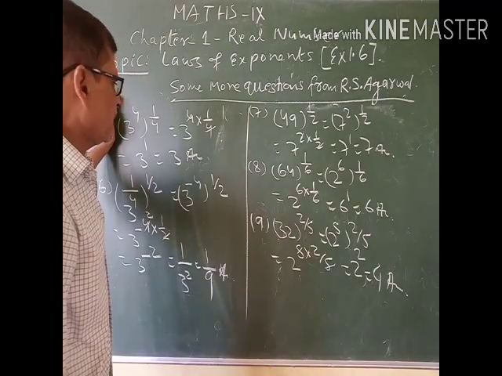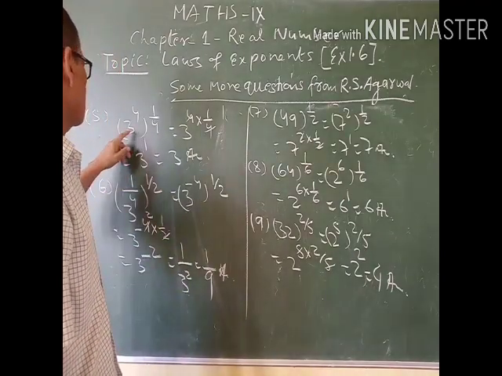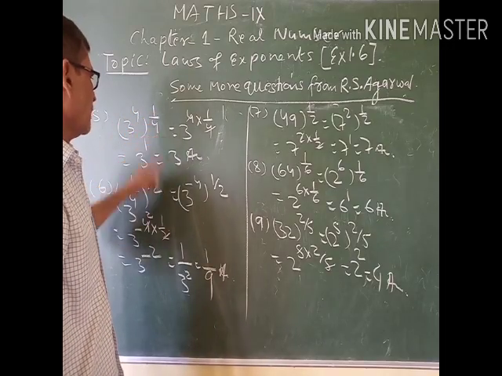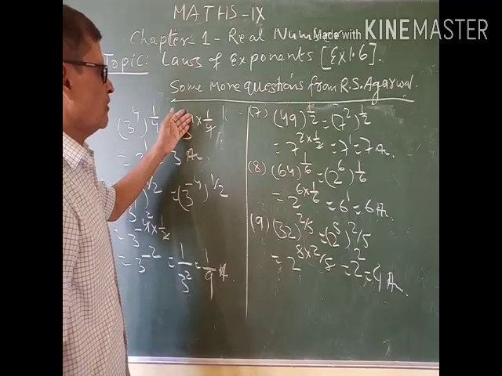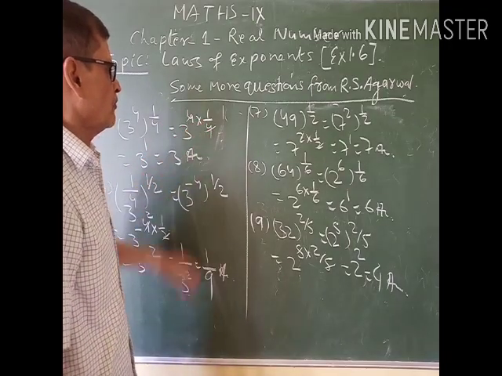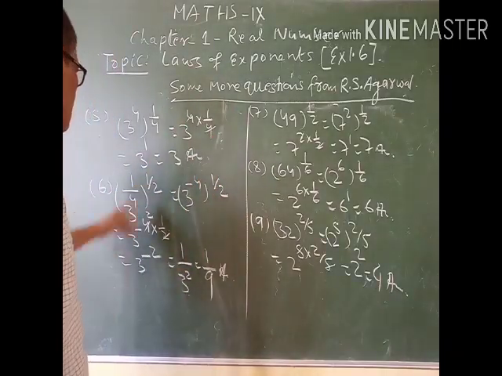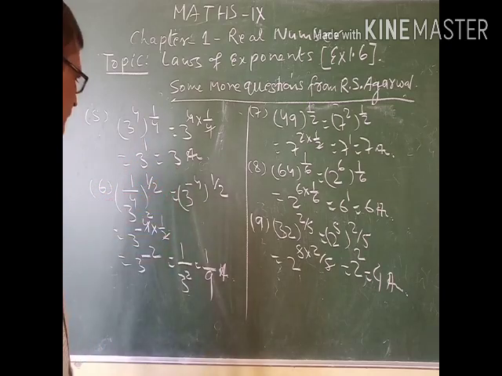You have to find out the value of this expression. 3 to the power 4 whole power 1 by 4. This can be written as 3 to the power 4 into 1 by 4. The 4s cancel, and it becomes 3 to the power 1. This will be equal to 3.